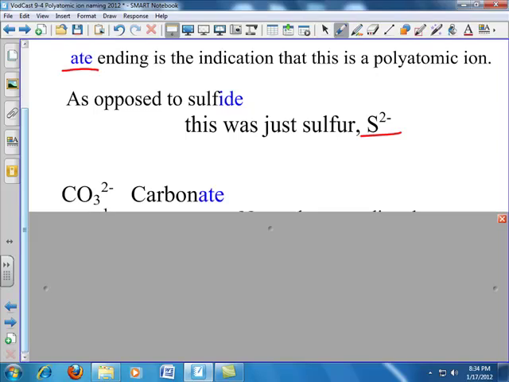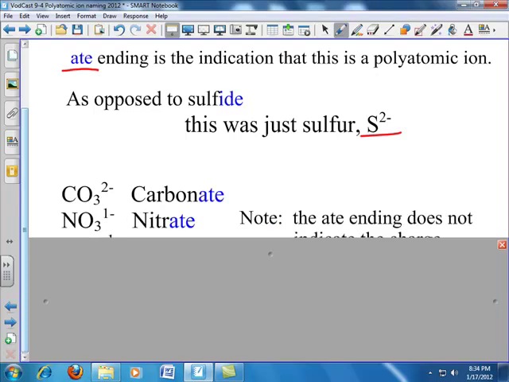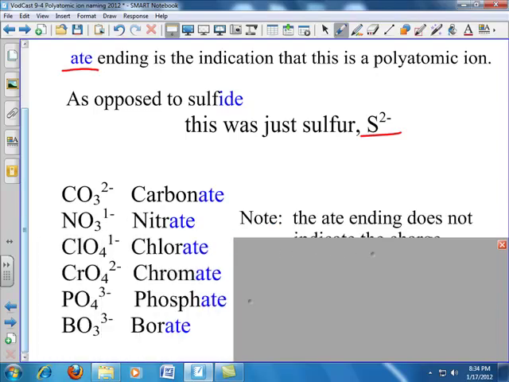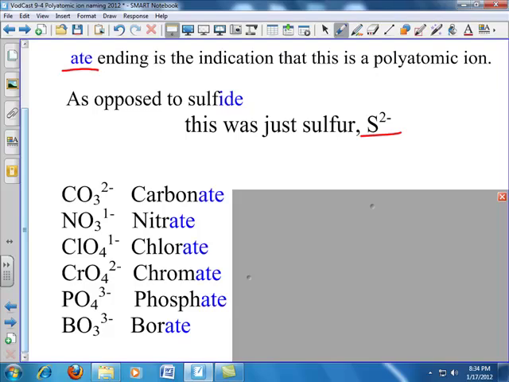So here's another one, carbonate. I'm going to throw this down here, and nitrate. I'm just going to go through here: chlorate, chromate, phosphate, borate. These are all different polyatomic ions, and notice that they all have an ATE ending.